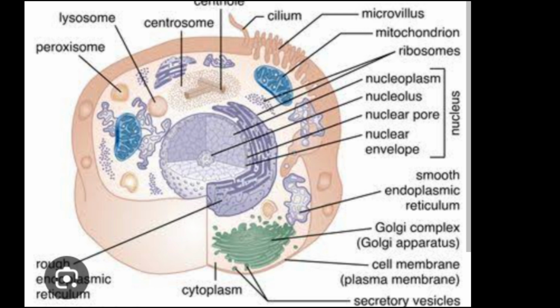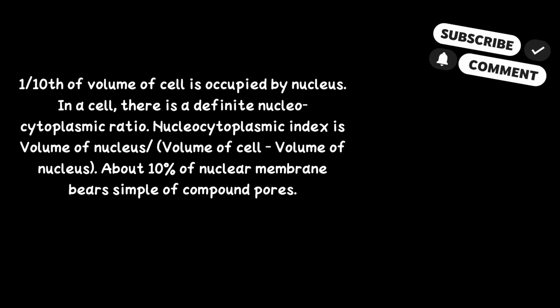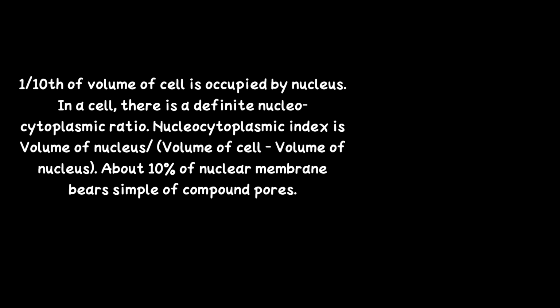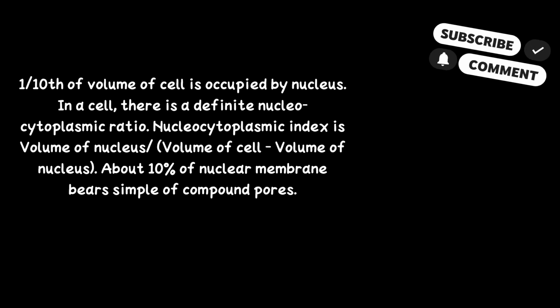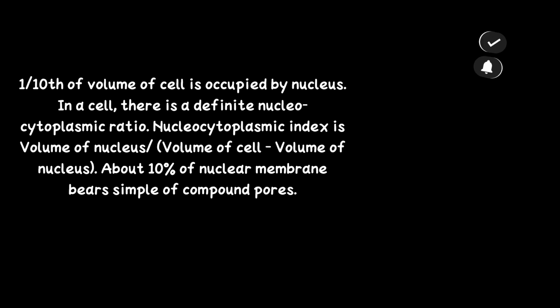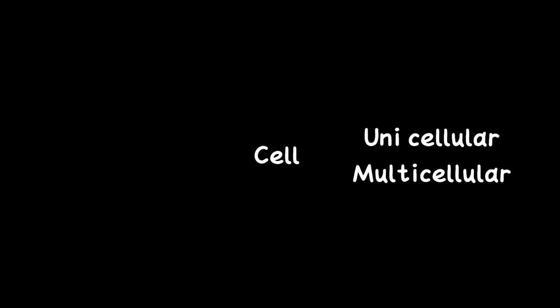If we see the nucleus, about 1/10 of the volume of a cell is occupied by the nucleus. In different cells, there is a different nucleocytoplasmic ratio. The nucleocytoplasmic index is the volume of nucleus divided by the volume of cell minus the volume of nucleus. About 10% of the nuclear membrane bears simple or compound pores. A cell may be unicellular or multicellular.